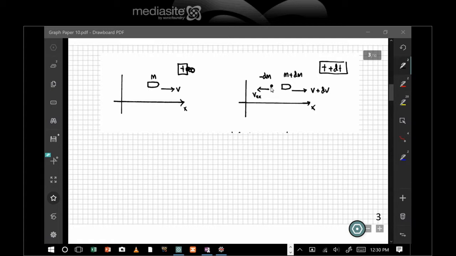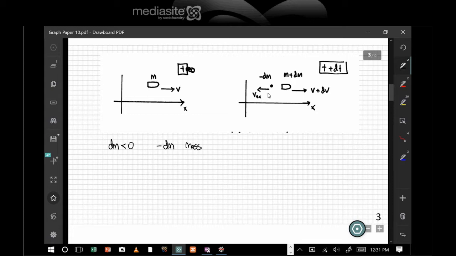Now, for notation, we're going to say that dm is actually going to be a negative number. Mass is always a positive number, so the amount of mass I actually eject is minus dm. This is just a choice. And when I eject that, it has a velocity v exhaust.